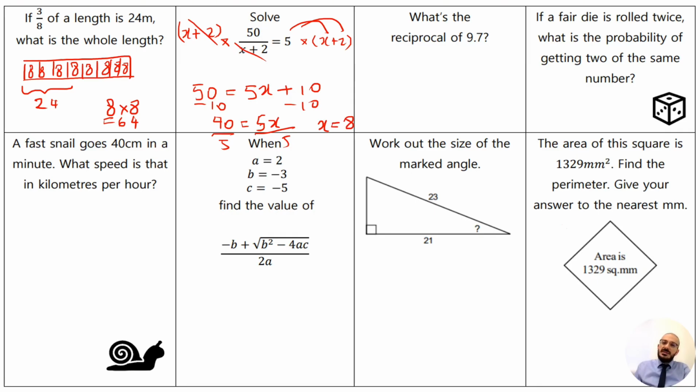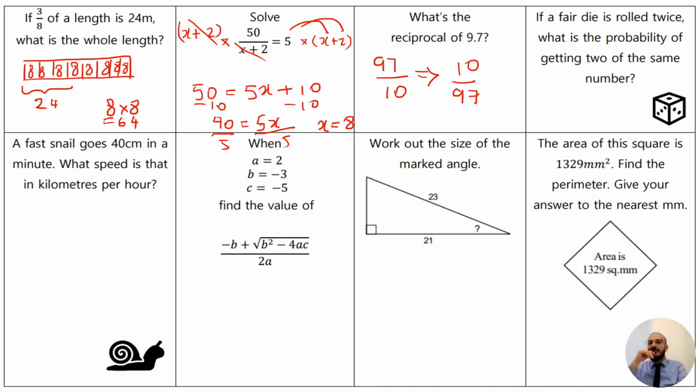Next question, what is the reciprocal of 9.7? So we all should recognize that 9.7 is the same thing as 97 out of 10. And the reciprocal of any fraction is just flipping the fraction upside down. So it's going to be 10 out of 97.